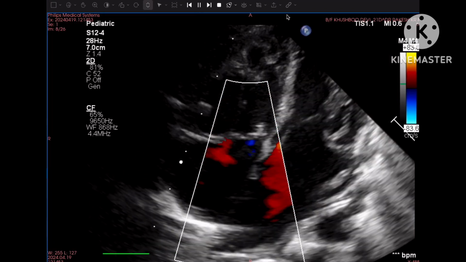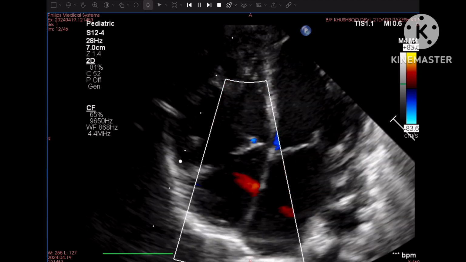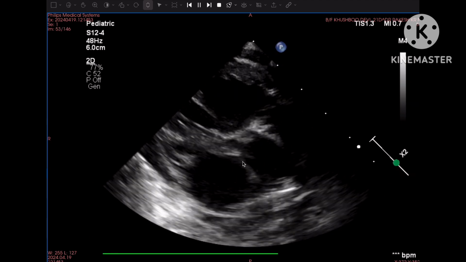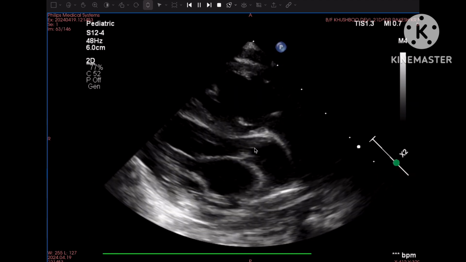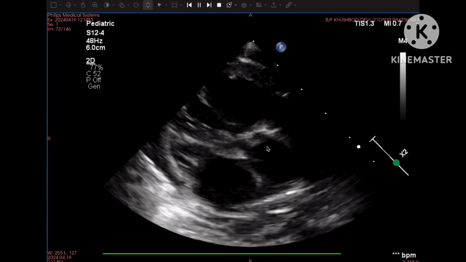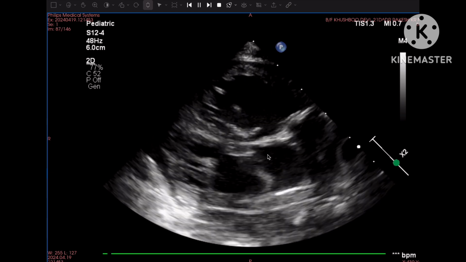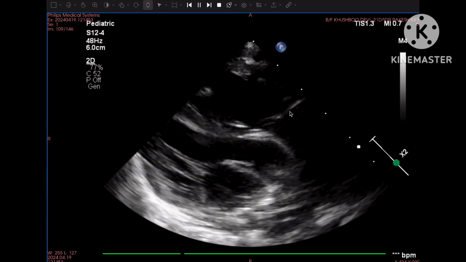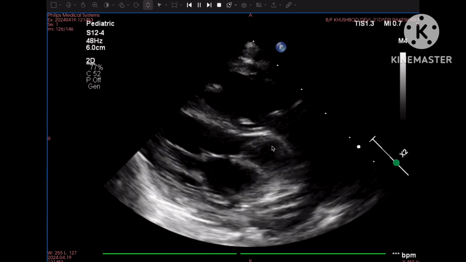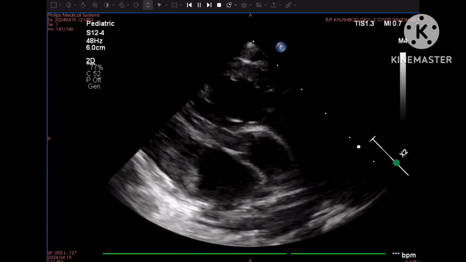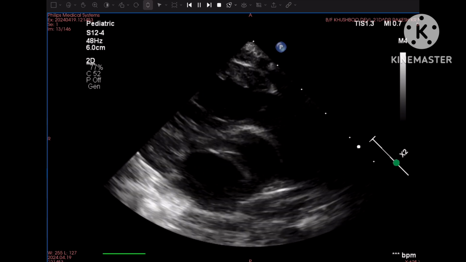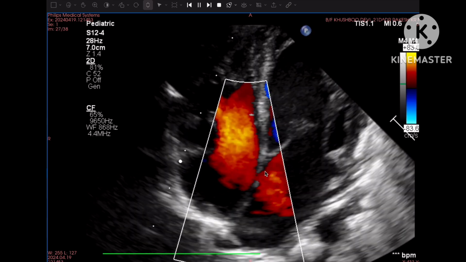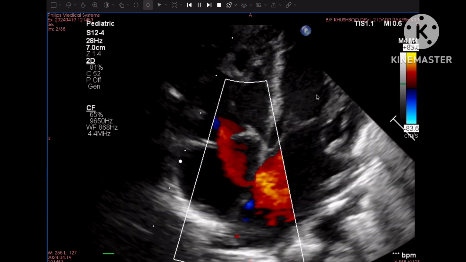How to identify d-transposition? In the parasternal long axis view, you see the great artery that is coming out of the left ventricle is immediately going posteriorly, indicating pulmonary artery. At the same time, the beginnings of the great arteries are parallel in arrangement, indicating transposition of great arteries.